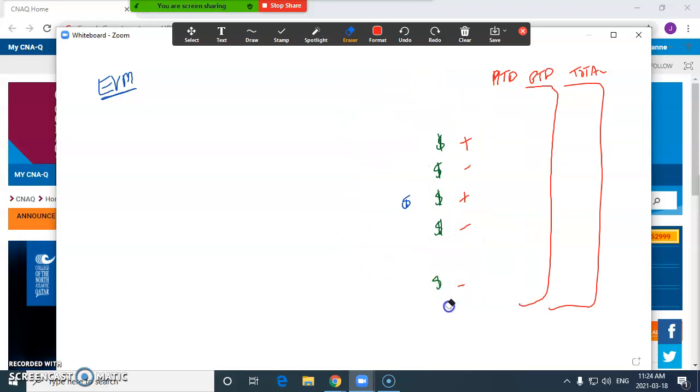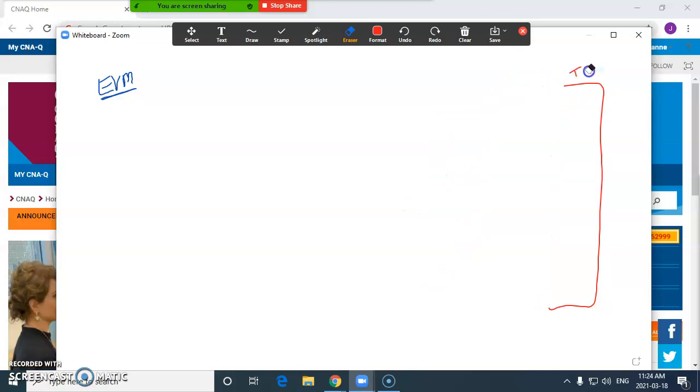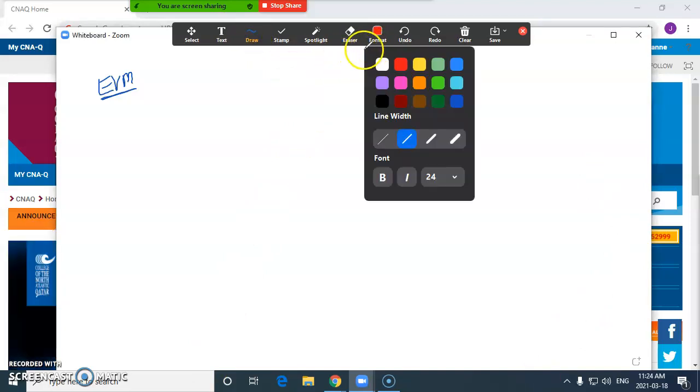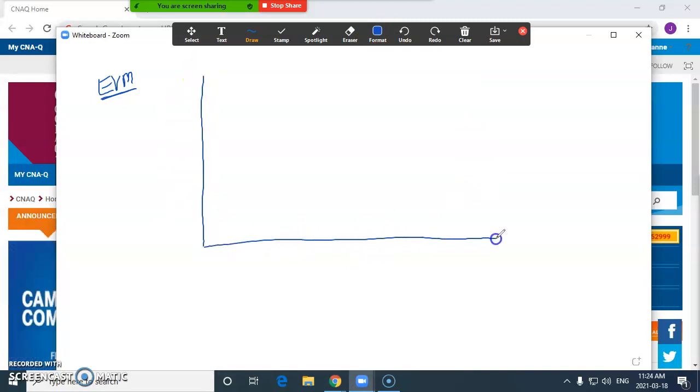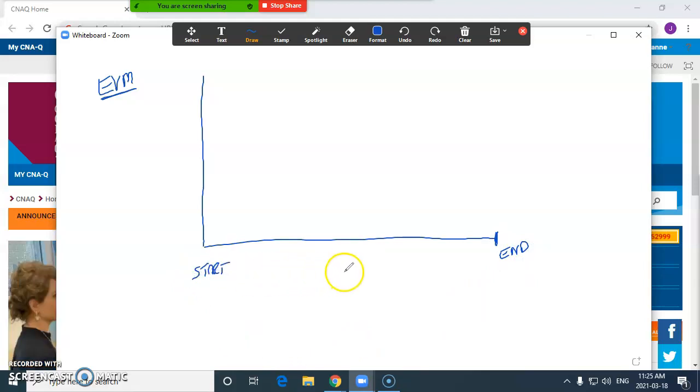So your variance reports on budget are still helpful, probably to give you some detail of where your spend is, but they don't give you a complete picture of the project, okay? So EVM is really helpful for that. So as we know, projects have a distinct end and a distinct start, okay? This is time down here.